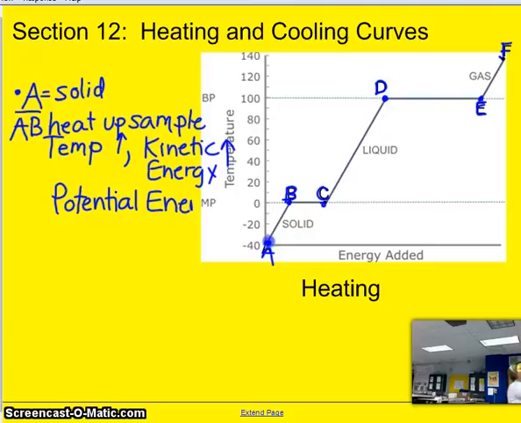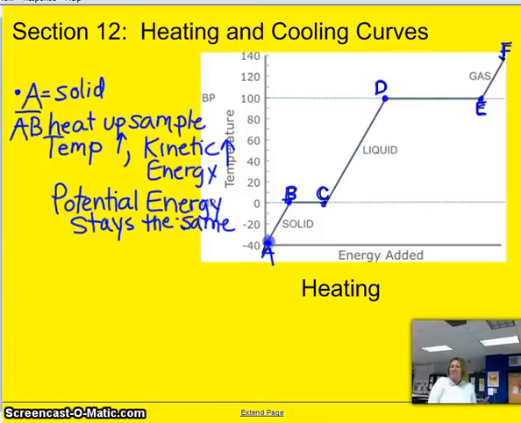I will write out potential energy this time, but next time I will change it to just PE, because that's easier to write, and we have a lot to write here. So we're starting here on our curve. We heat the sample. It gets hotter and hotter. The molecules move faster and faster until something significant begins to happen at point B. And at point B, we begin to melt.